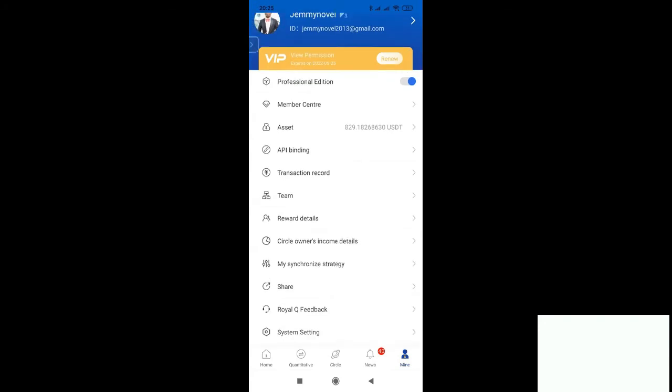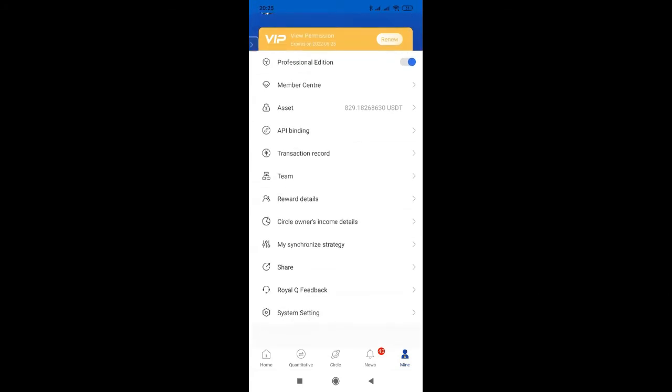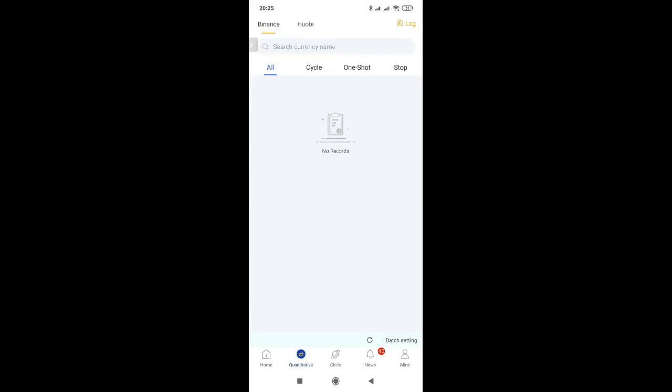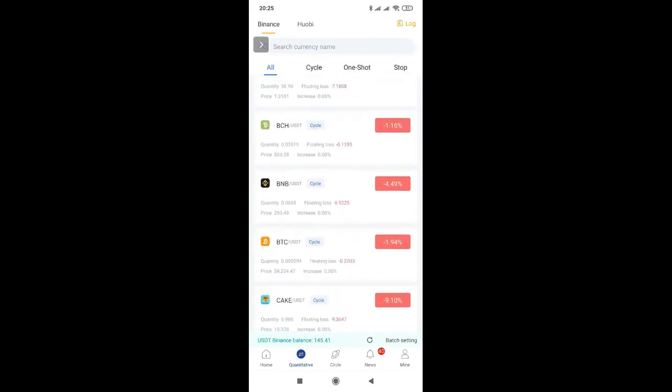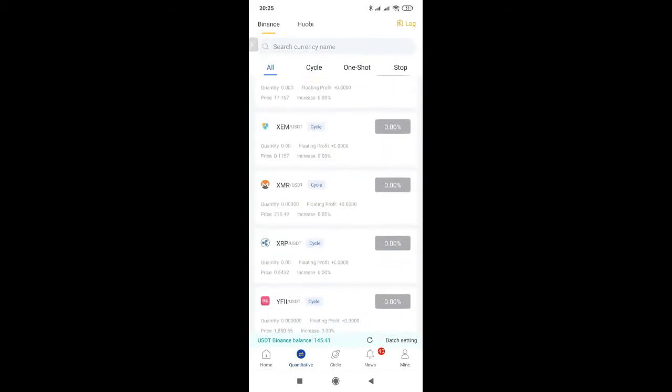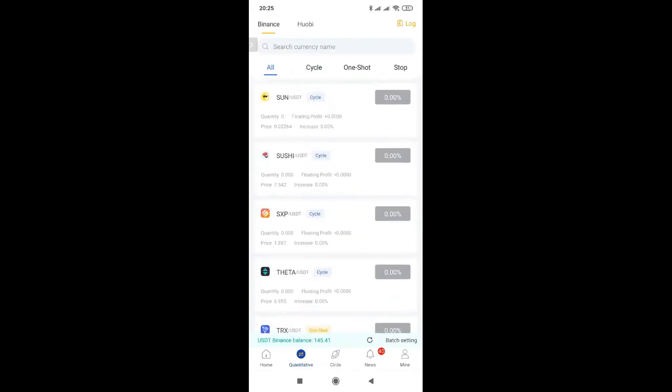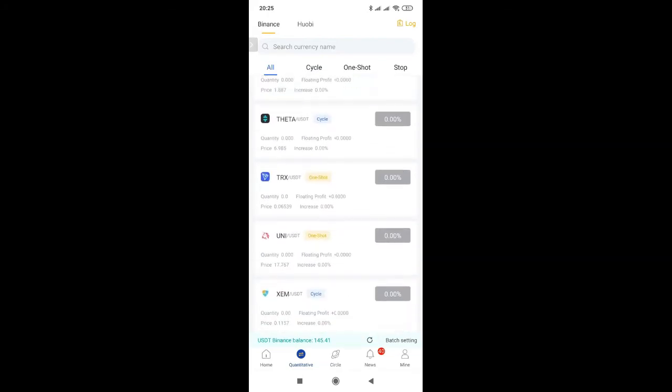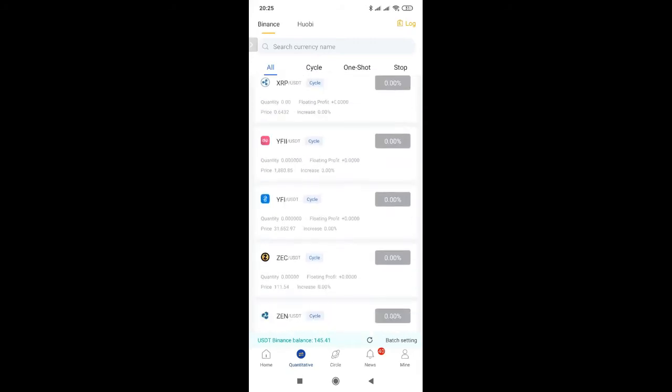Then another thing I want to show you is that now you go to quantitative. After you have paired your bot with your Binance account, you will definitely see your balance. You can see this is my balance left from my trading, $145. I still have some pending orders. So let us refresh this. These are all the coins, as they are in Binance. Let me look for one of those coins to explain for you.